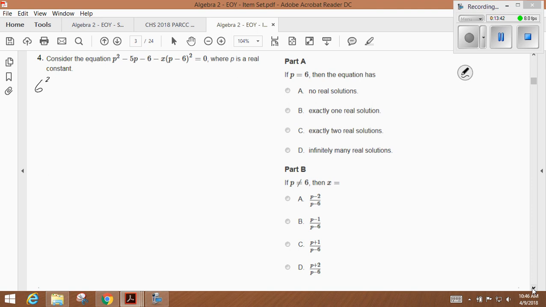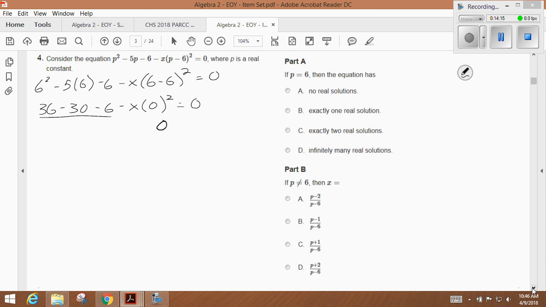So when P is 6, I have 6 squared minus 5 times 6, minus 6, minus, we don't know what x is, right? We know that P is 6, that's all we know. So let's see, 36 minus 30 minus 6 minus x times 0 equals 0. That's weird, right? This is 36 minus 36, so this whole thing is 0. So what the heck? I guess we get 0 equals 0.